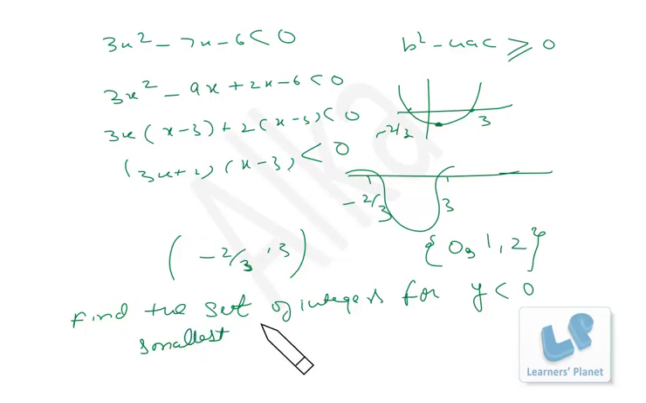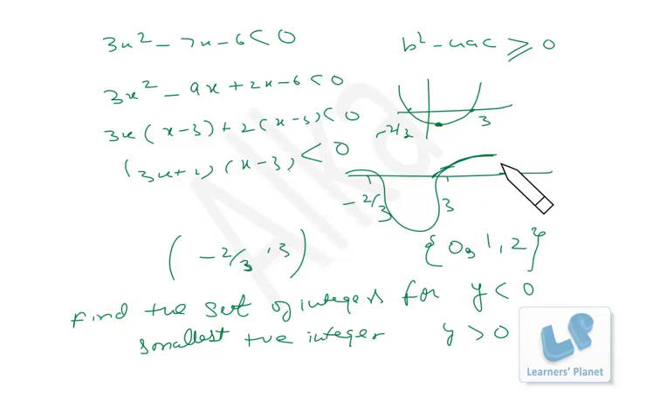Smallest. See, in a single question we are doing so many problems. Smallest positive integer for which y is greater than 0. So y is greater than 0 after 3. We are talking about positive integers. Below minus 2 by 3 it is also positive, but since we are to take the positive values, after 3 it is positive.